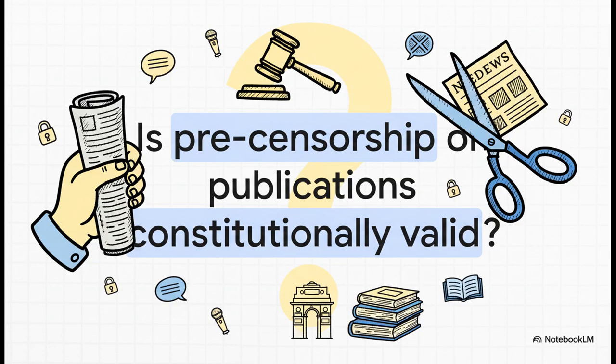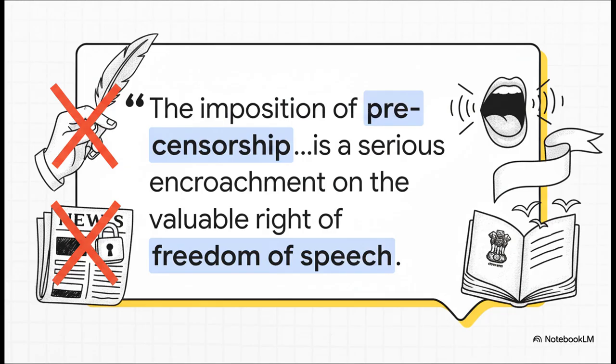So the question before the court was pretty straightforward, but its implications were huge. Is it constitutional for the government to essentially act as the editor for a newspaper? Can they demand a pre-screening of content and decide what the public gets to read? And once again, the court came back with a resounding no.